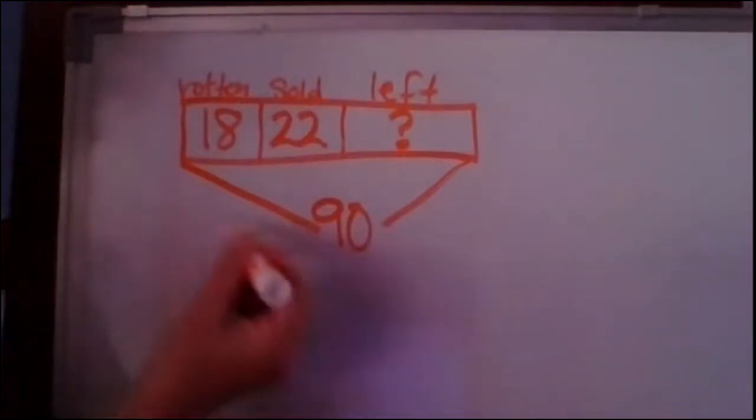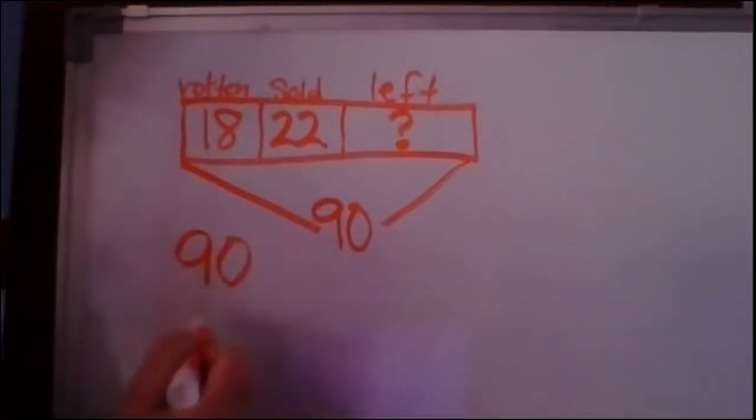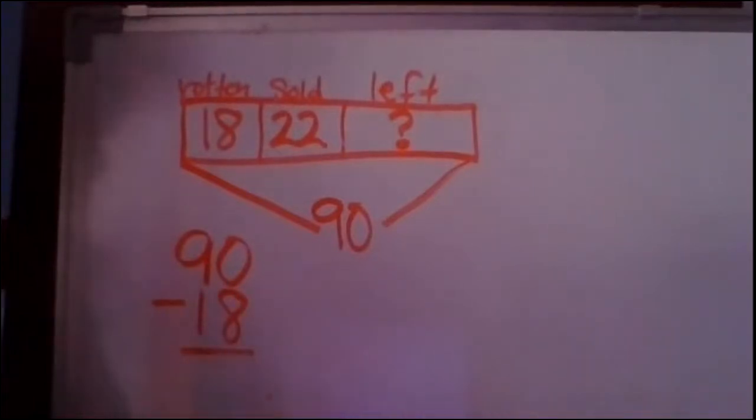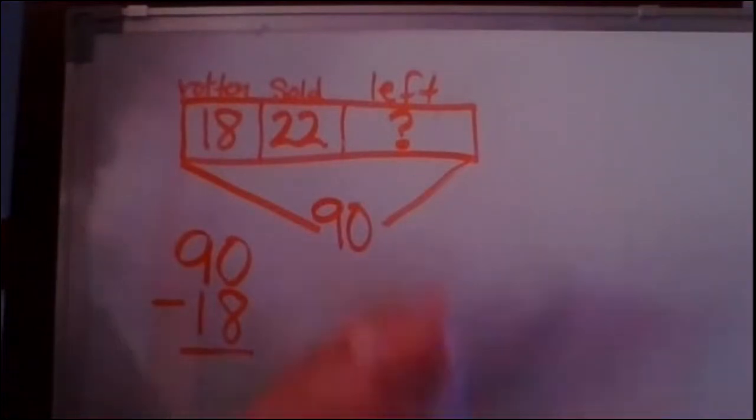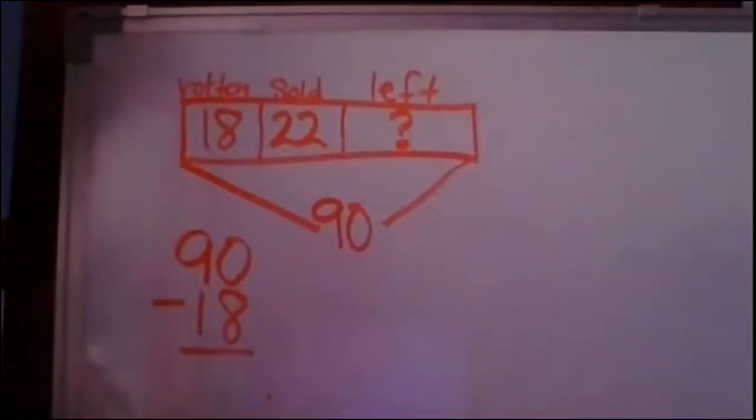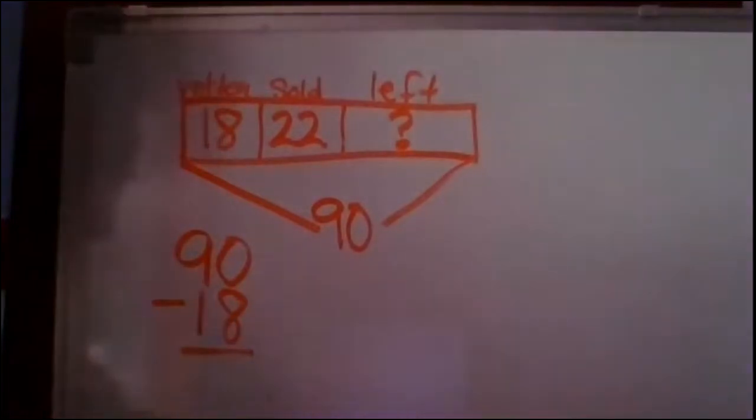So we have the total, so it's going to be 90, take away 18. Then you're going to find this answer. You're going to take away 22. And then tell us how many apples are left. So you boys and girls can finish solving that on your own.